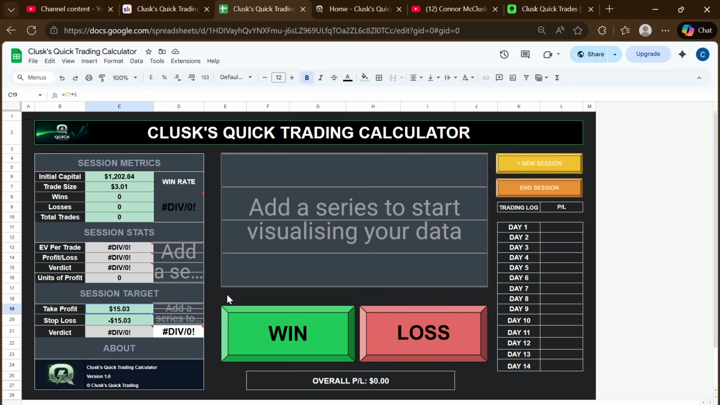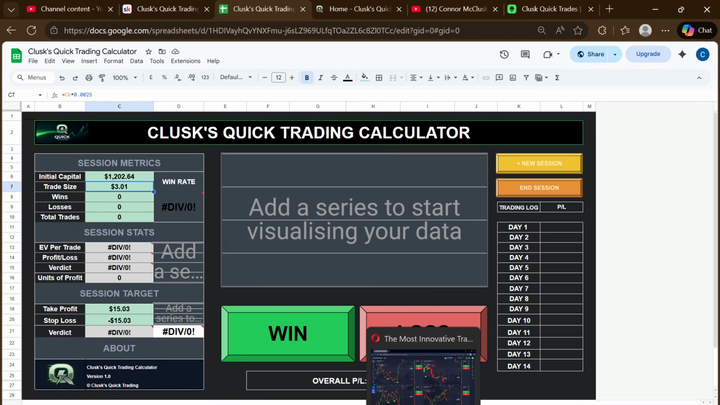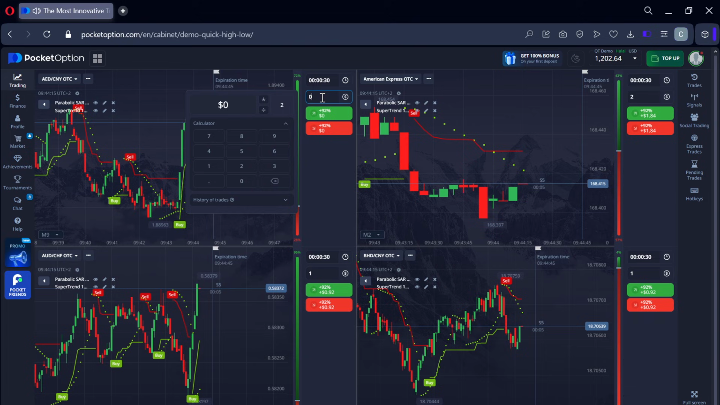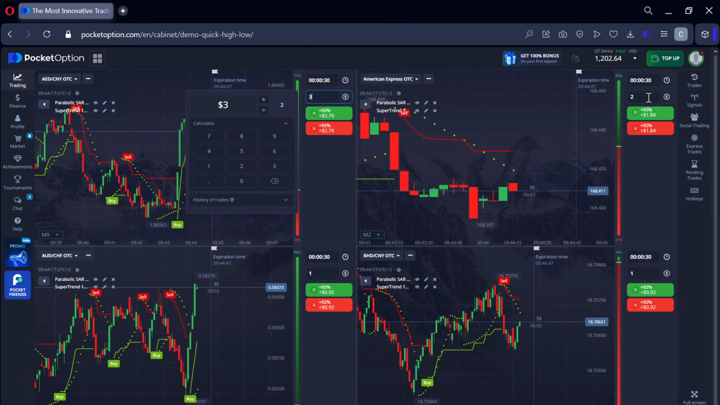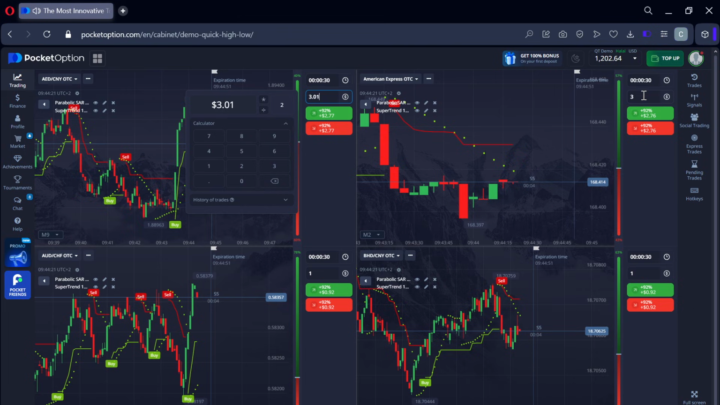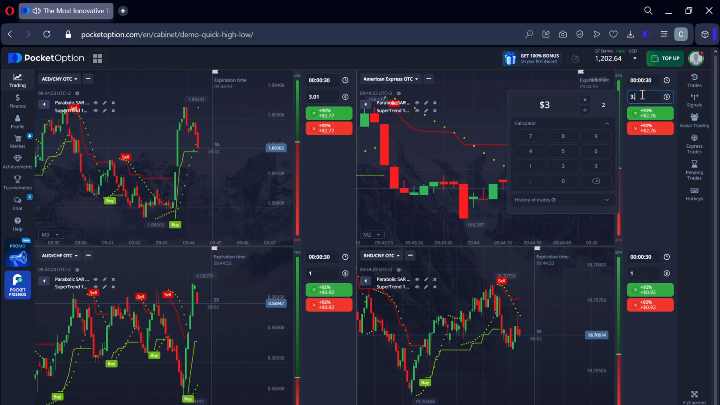Now we can go back to our trading calculator and see exactly what our trade size needs to be. We see here it needs to be $3.01. So let's just make it $3 over here. $3 over here. Actually, let's do it properly. 3.01. Right. 3.01.